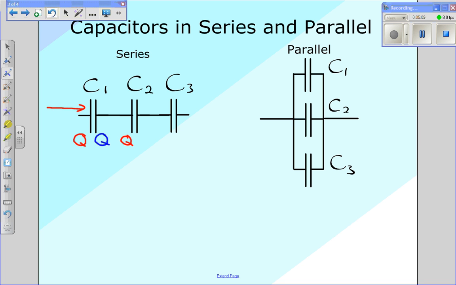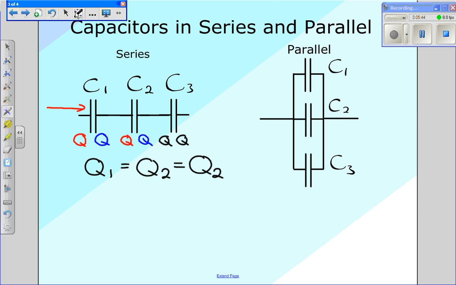This one has the same negative Q, and so on and so forth in series, so that every single capacitor actually ends up with the exact same charge. So for capacitors in series, what we just learned is that every single capacitor has the exact same charge. Okay? Now, the other thing that we know is that just like with resistors, since this is connected in series, the voltage of each of these individual capacitors is going to add up to equal the voltage of the battery.